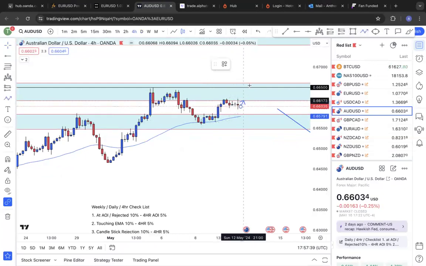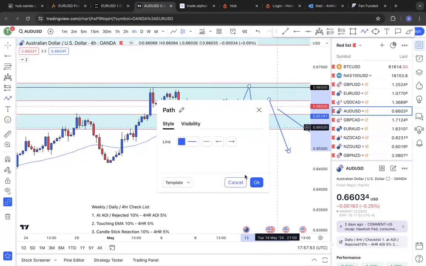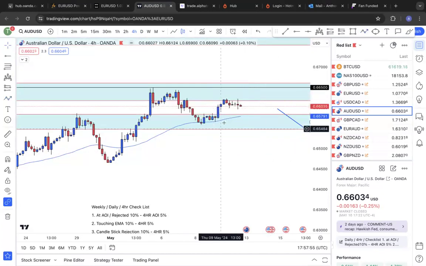Unless it decides to make a new high, and then come back and break this point right here, because this would be the new higher low if it created a higher high, and it came back and shifted structure again like that. That's how we would change this lower low to here. It has to make a new higher high.